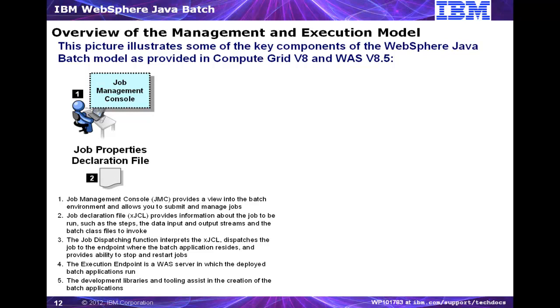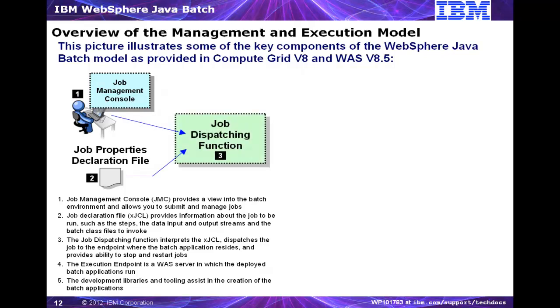An XML file called XJCL is used to describe the properties of the batch job to be run. This includes such things as the steps that make up the overall job, the Java class files that implement the batch steps, the data input and output declarations, and other substitution variables which are provided to the batch program at runtime.